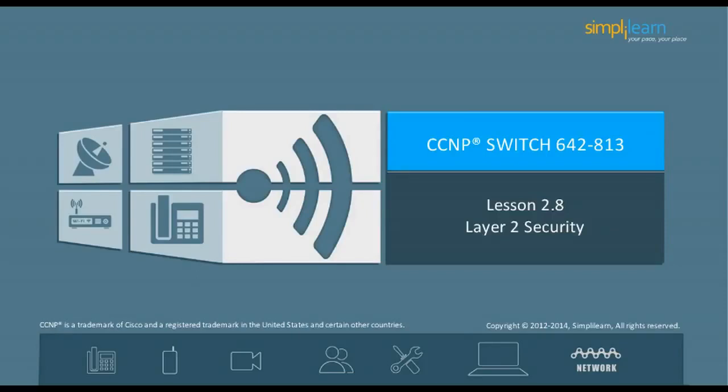The last lesson focused on advanced spanning tree. This lesson focuses on Layer 2 security. Let us begin with the objectives of the lesson in the next slide.